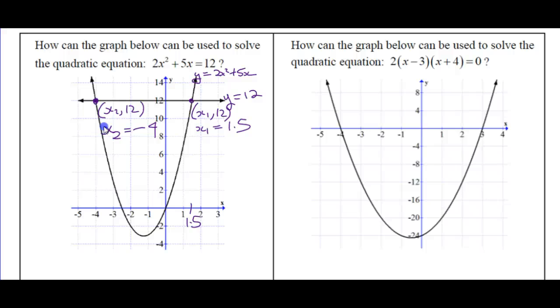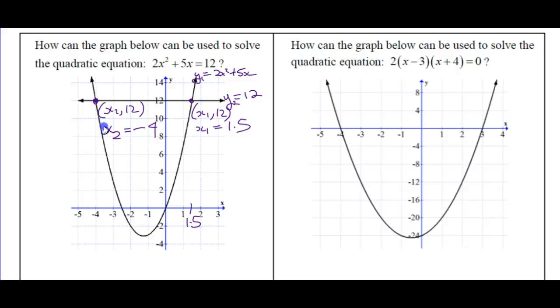We put them into the calculator, y1 is 2x squared plus 5x, y2 was equal to 12, and then we found the intersection of the two curves, and we're interested in the x value. Miss something?